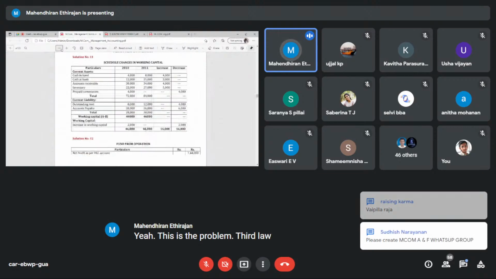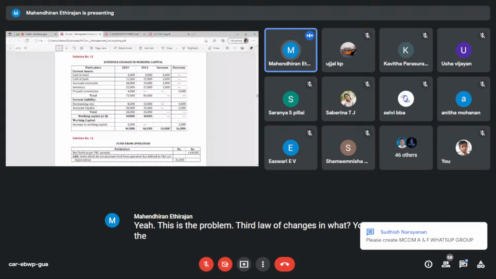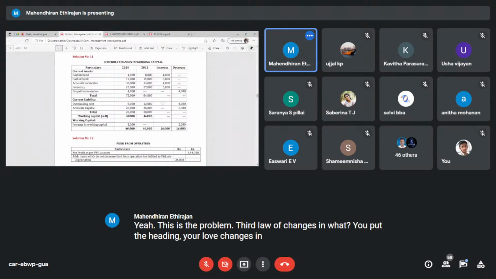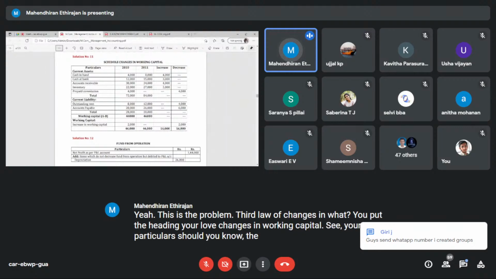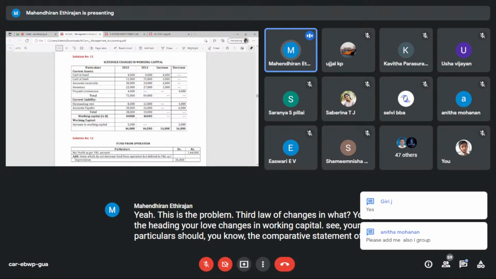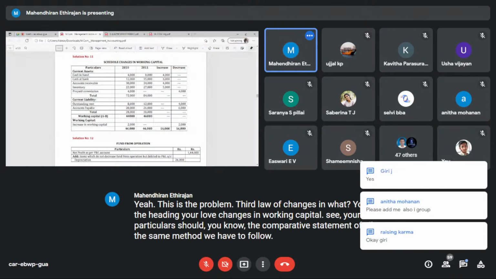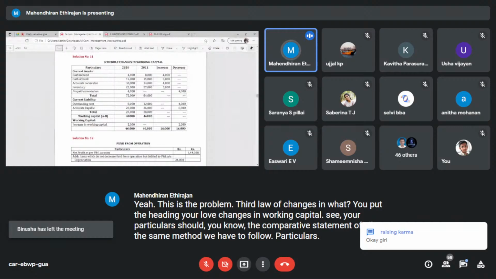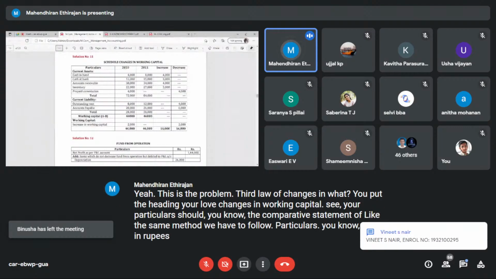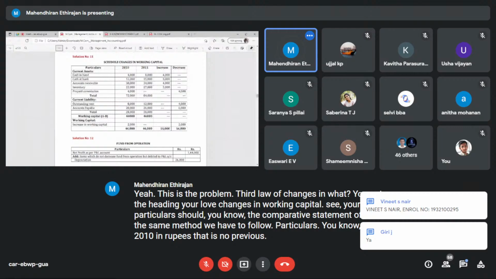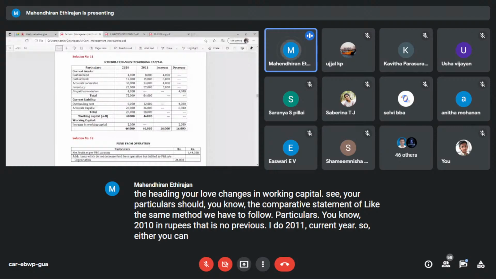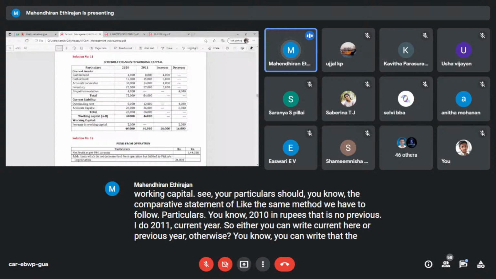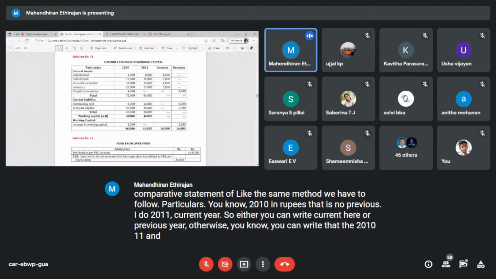Schedule of changes in working capital. You put the heading: schedule of changes in working capital. Particulars, as usual, the comparative statement, the same method we have to follow. Particulars, 2010 in rupees, that is the previous year, 2011 the current year. Either you can write current year or previous year, otherwise you can write 2010-11, and you put the rupees in both.